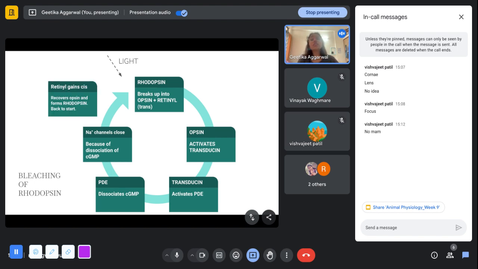Eventually, at the end of this, the retinal goes back into a cis configuration and it forms rhodopsin again with opsin. Okay, so I hope this whole cycle is clear to everybody. If there are still any doubts with how actually signals are being sent to the brain or how we actually see images, then you can ask me.